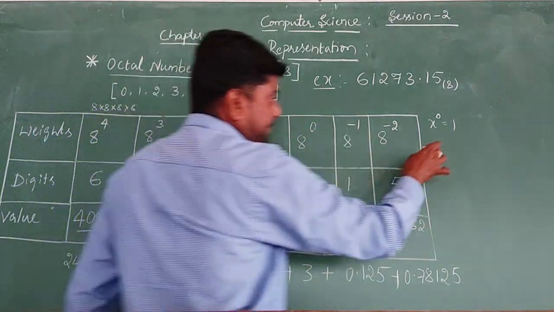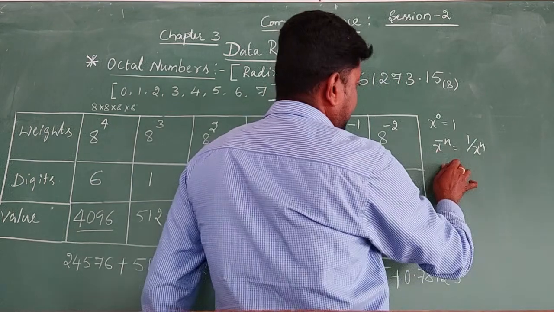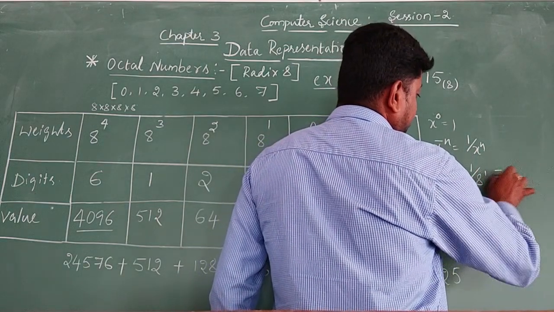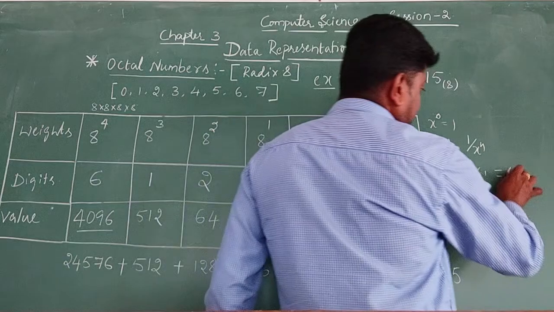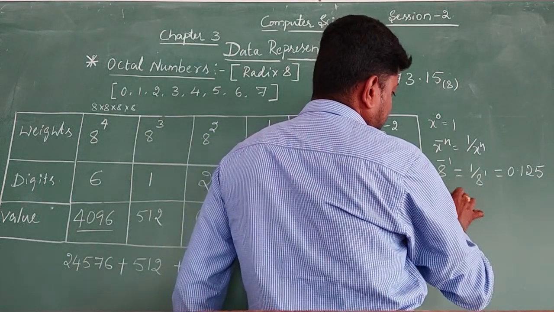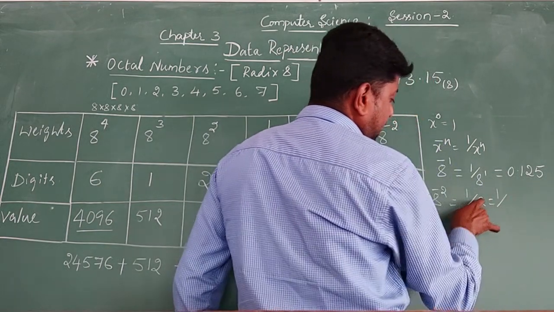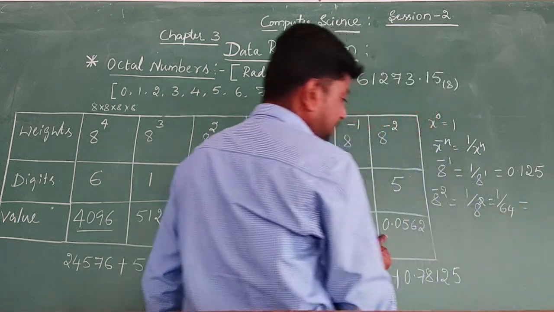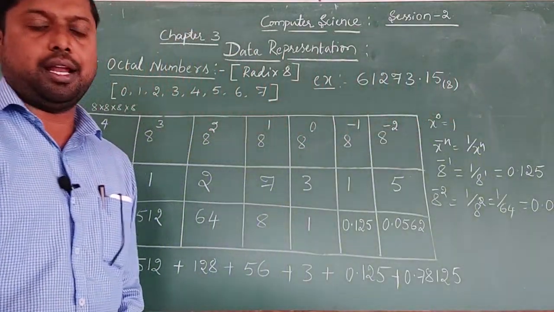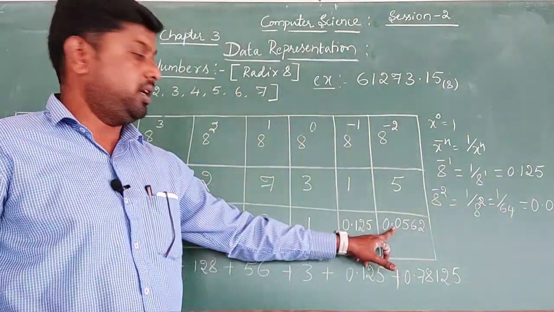Like that, 8 to the power of minus 1. x to the power of minus n is equal to 1 divided by x to the power of n. So 8 to the power of minus 1 is 1 divided by 8 to the power of 1, and the value is 0.125. Like that, 8 to the power of minus 2 is 1 divided by 8 to the power of 2, which is 1 divided by 8 into 8, 64. 1 divided by 64 is 0.0562.